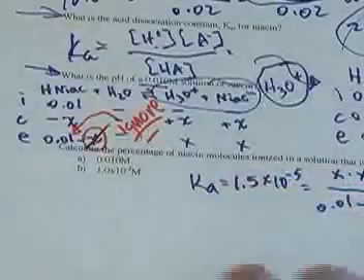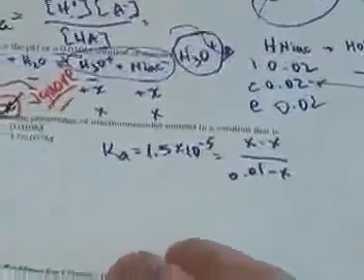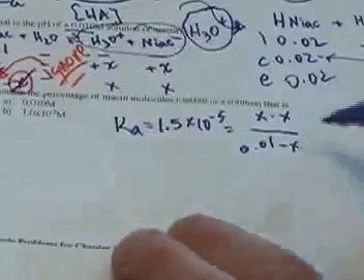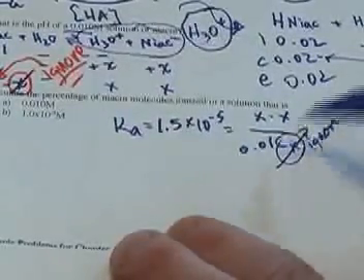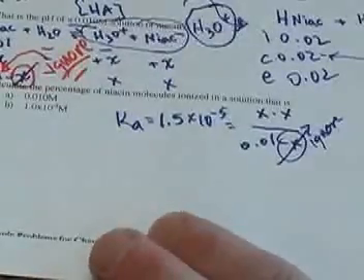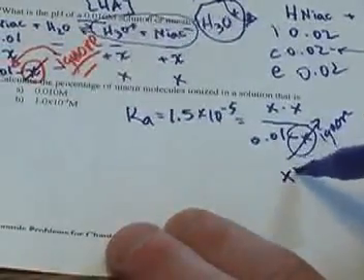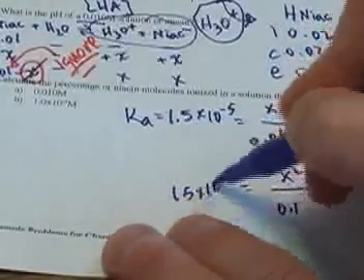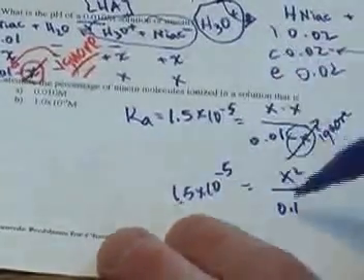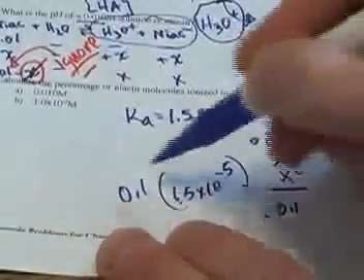The general rule is called the 5% rule: 5% or more. So it's valuable to find the percent ionization every time you do this. If we ignore this x and say it's small compared to 0.01, it becomes a super easy problem to solve, because x squared over 0.01 is equal to 1.5 times 10 to the negative fifth. Multiply both sides by 0.01.